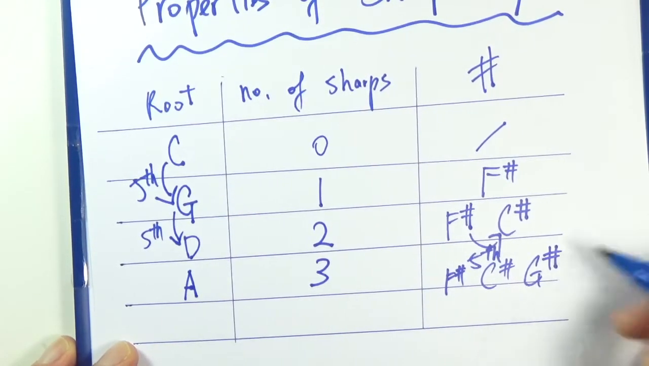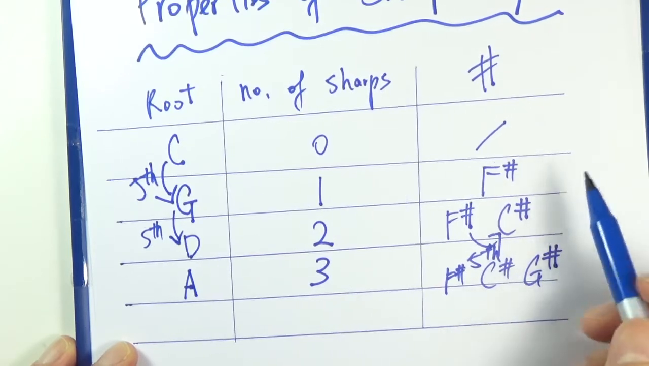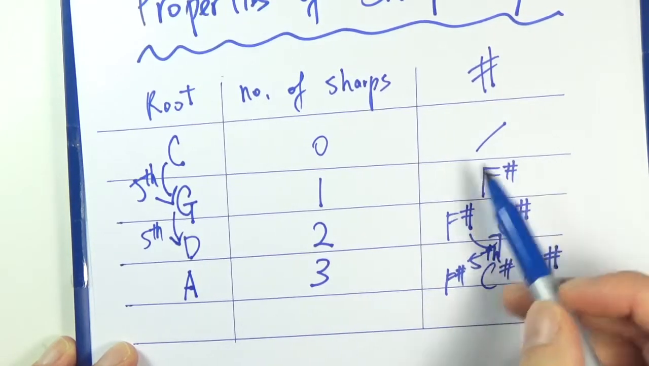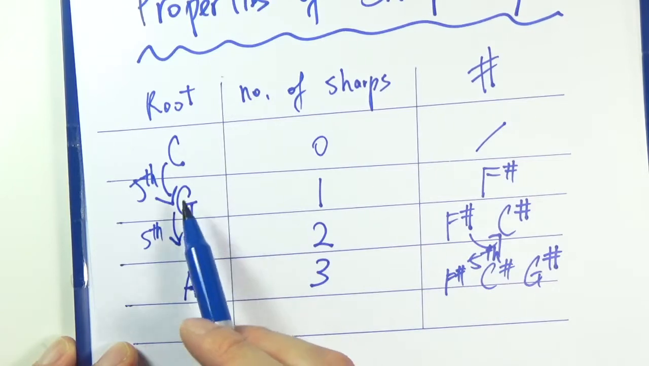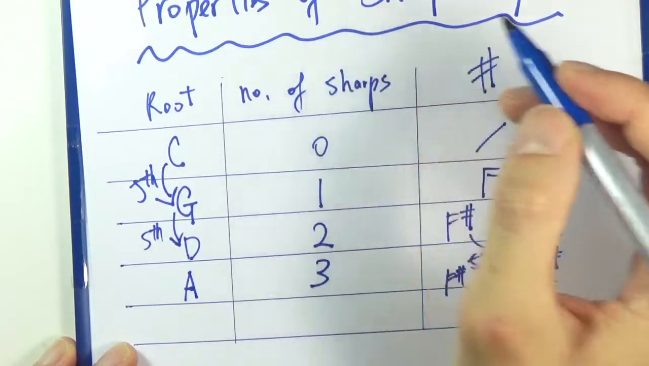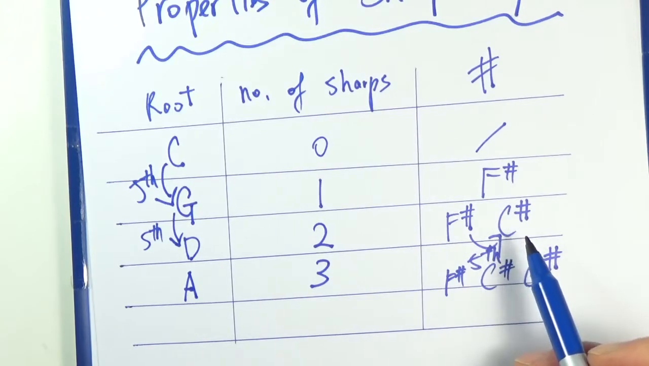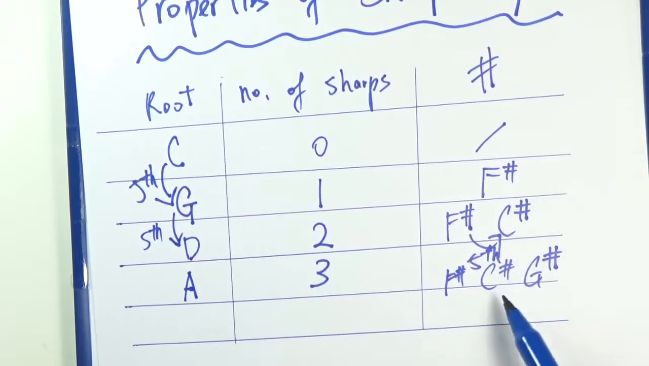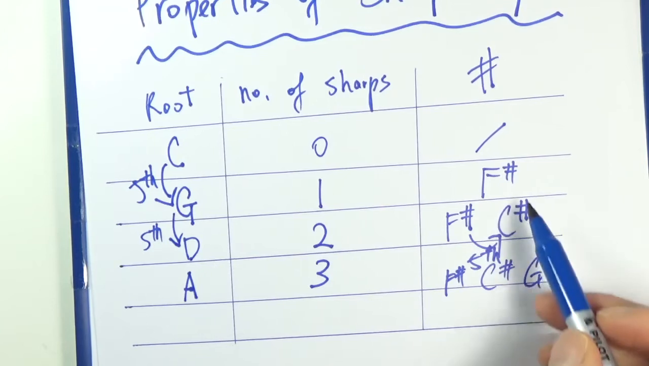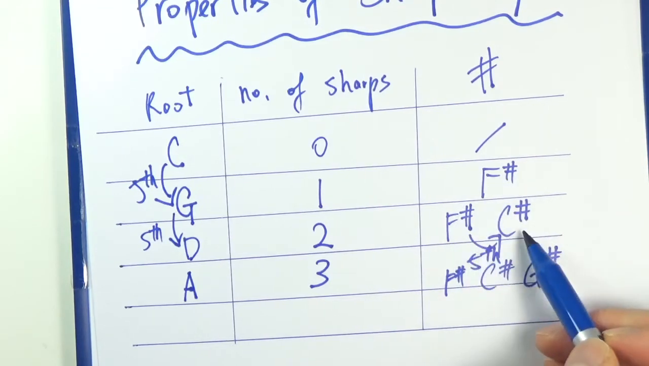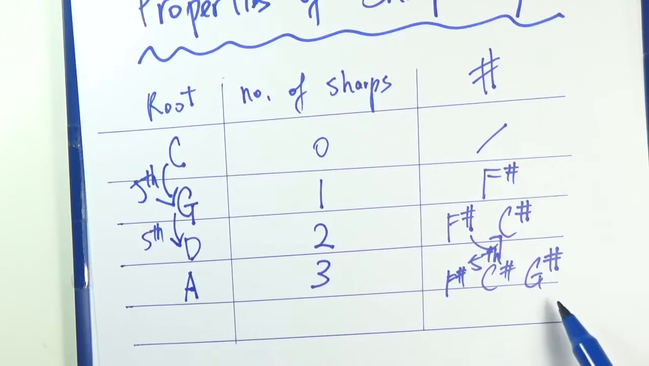All right. So for the sharps, you will see a pattern. The F sharp is almost always there for sharp keys, starting with G major. And they would just accumulate there, and each time you will add a fifth above the last sharp. So F sharp, and then F sharp C sharp, and then F sharp C sharp G sharp.